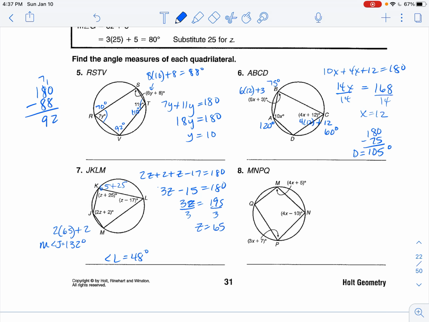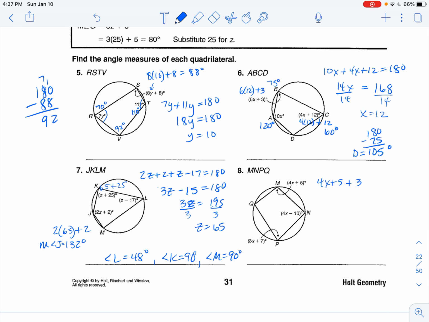If I plug in 65 for z here, 65 plus 25 is going to give me 90. So the measure of angle K is 90. And also the measure of angle M is going to be 90. Because then those would be supplementary.